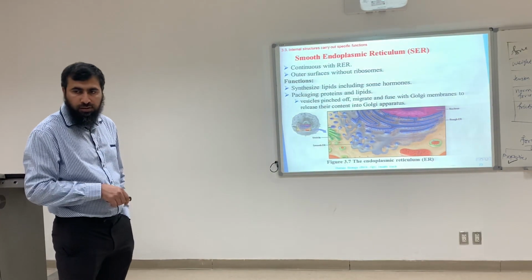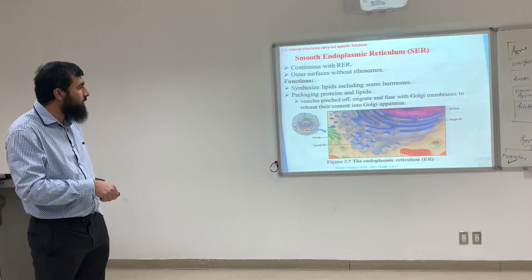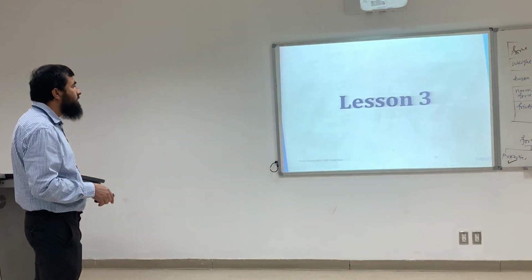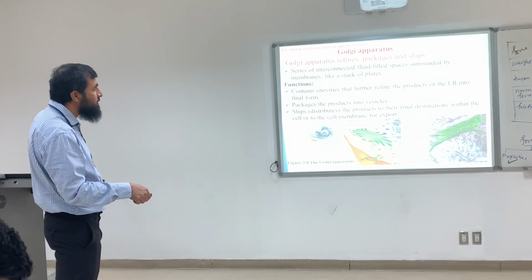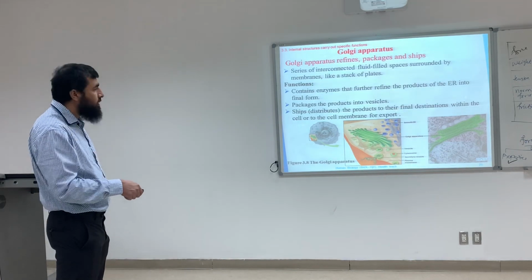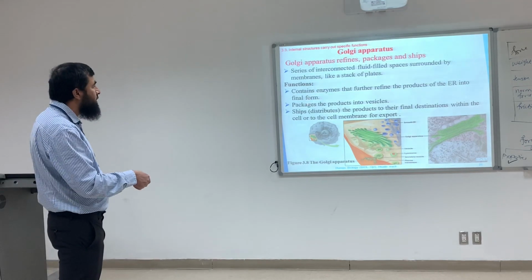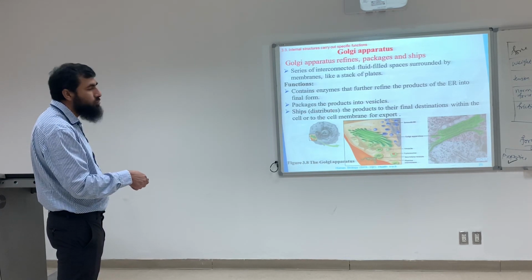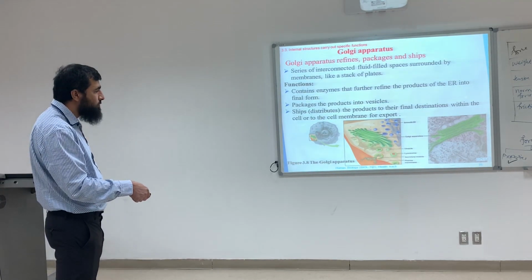In rough, we make proteins and they are packaged and sent to the Golgi from the smooth together with the lipids. So once they reach the Golgi, what happens is that the vesicles coming from the SER fuse to the Golgi, and this is where the refining, okay, of these products happens. So they're modified, they're then packaged into further vesicles, okay, and they're distributed to the different parts of the cell. They can form secretory vesicles, okay, and then the product can be secreted out of the cell.